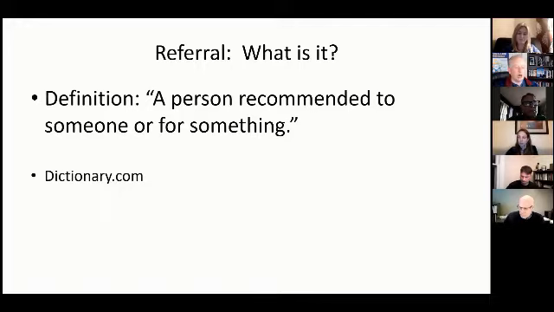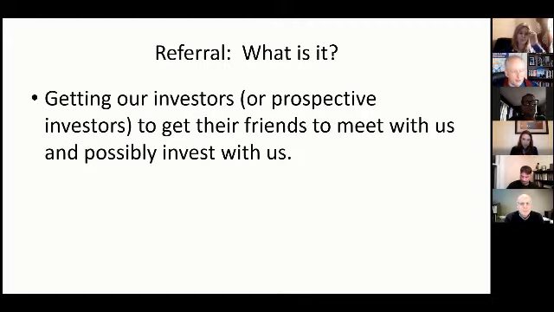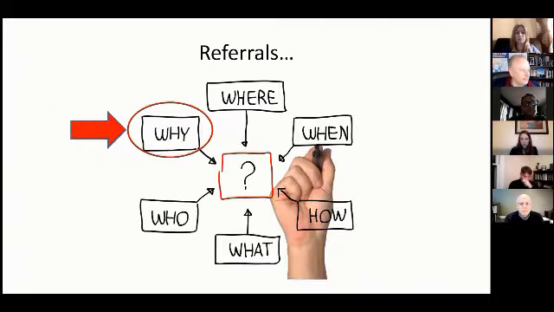All right, so what is a referral? Well, here's dictionary.com's definition. A person recommended to someone or for something. Whoop-de-doo, that doesn't help very much, all right? My definition is it's getting our investors or our prospective investors to get their friends, their family members, their associates, their cohort to meet with us and potentially invest with us. Make sense? So from our standpoint, that's what we're looking for, okay?